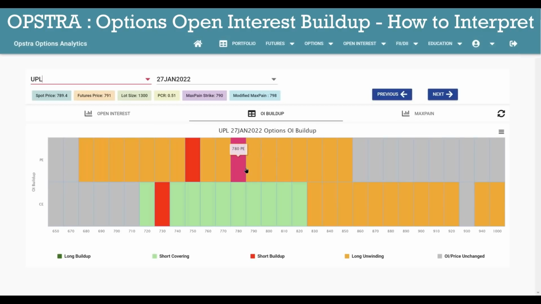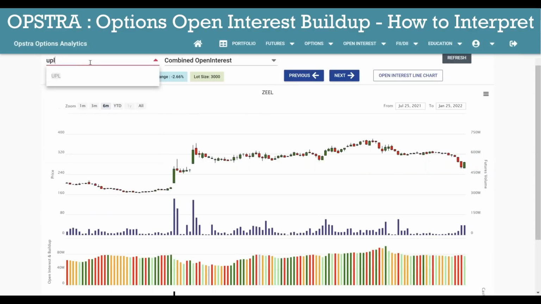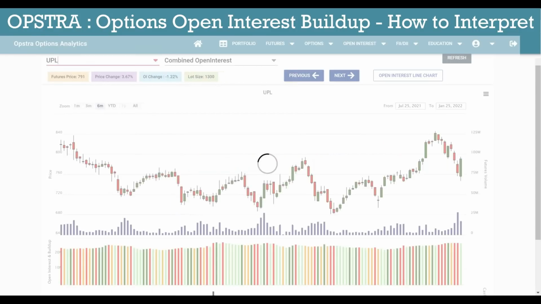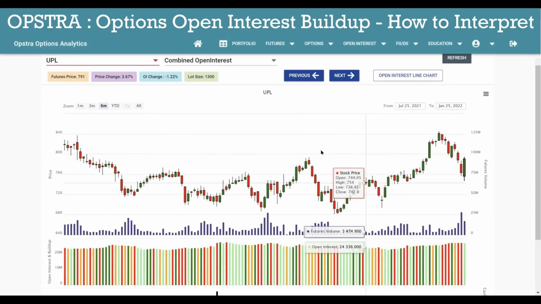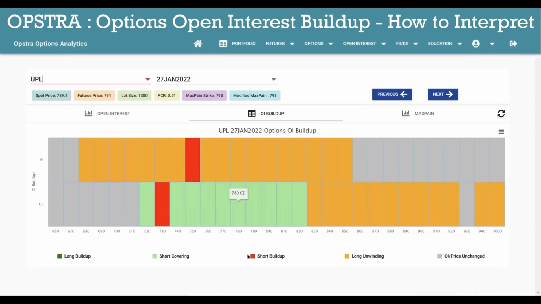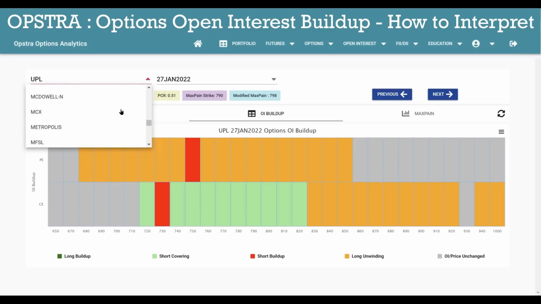Okay, kind of bullish. UPL, for example. Let's check price action. Okay, there's a big green bar. So that's how you have to look at this data. I hope this has been useful. This interpretation has been useful for you.